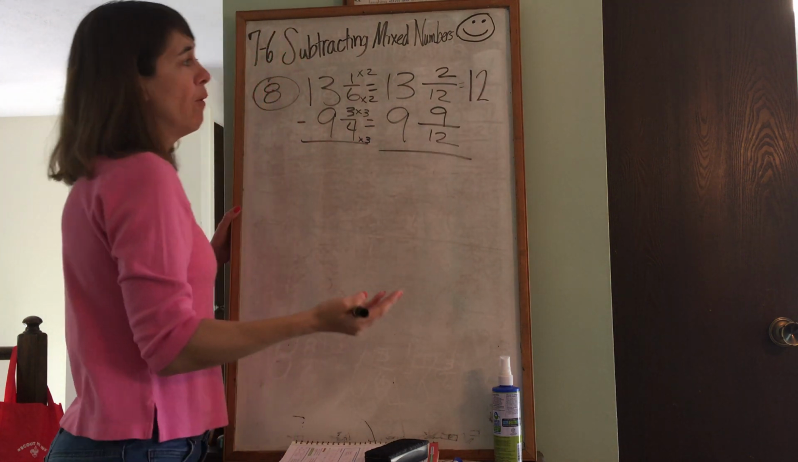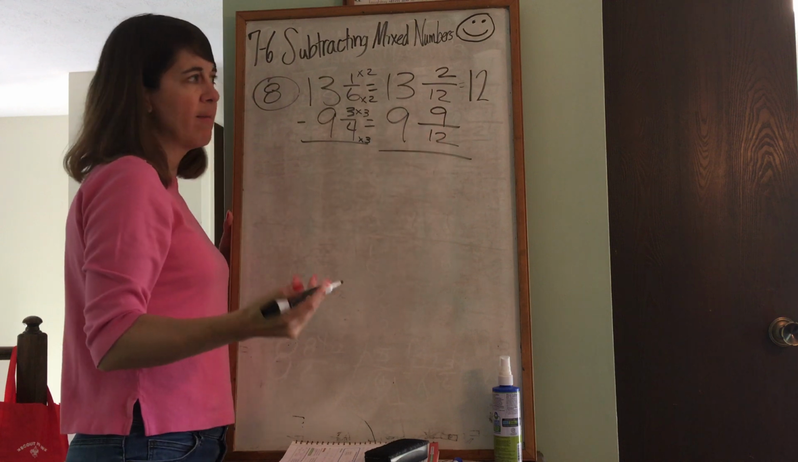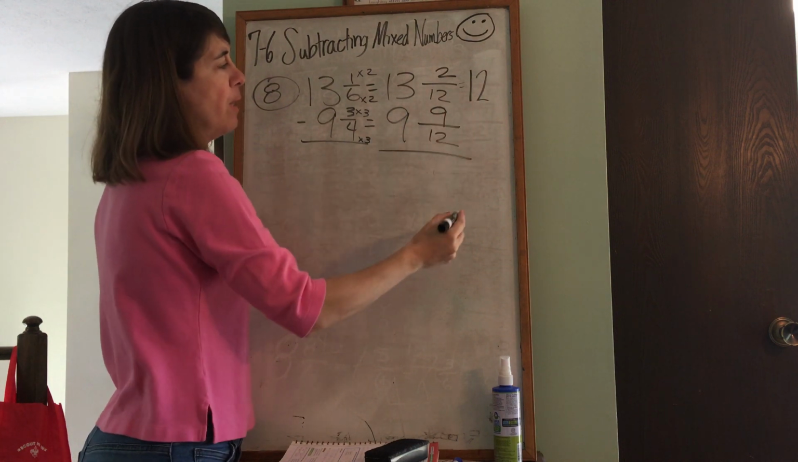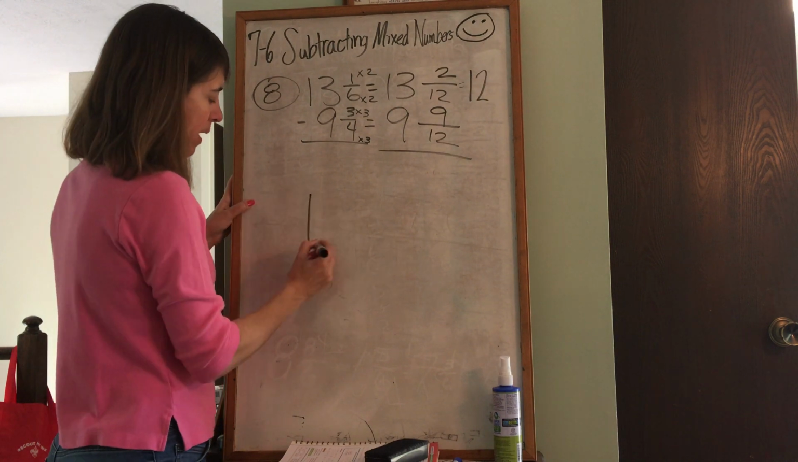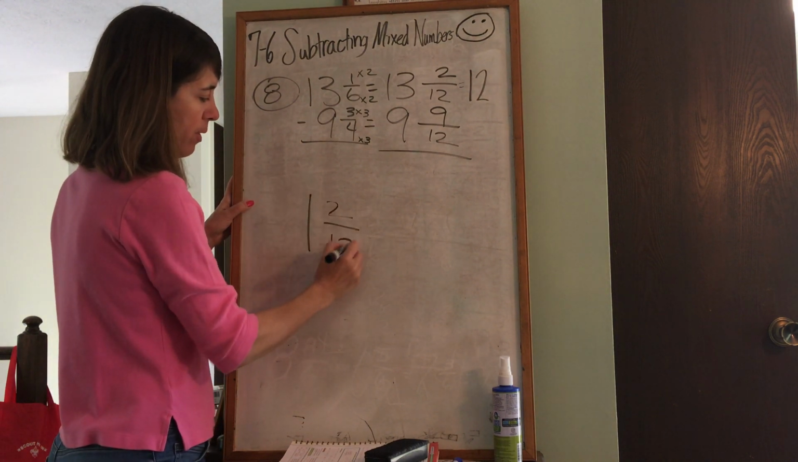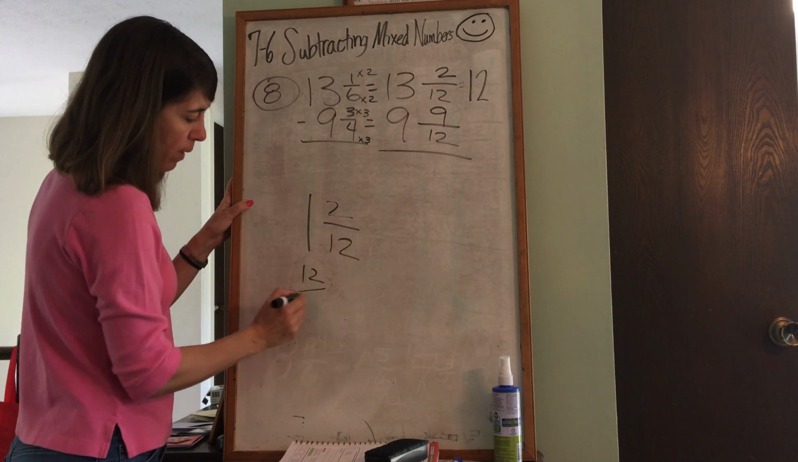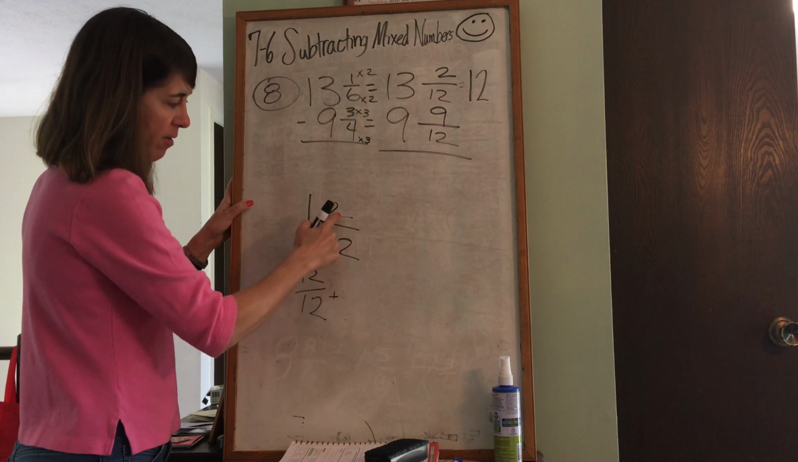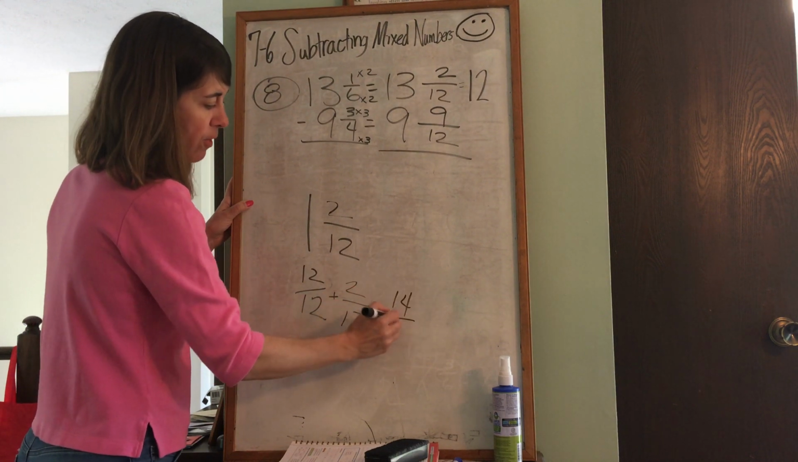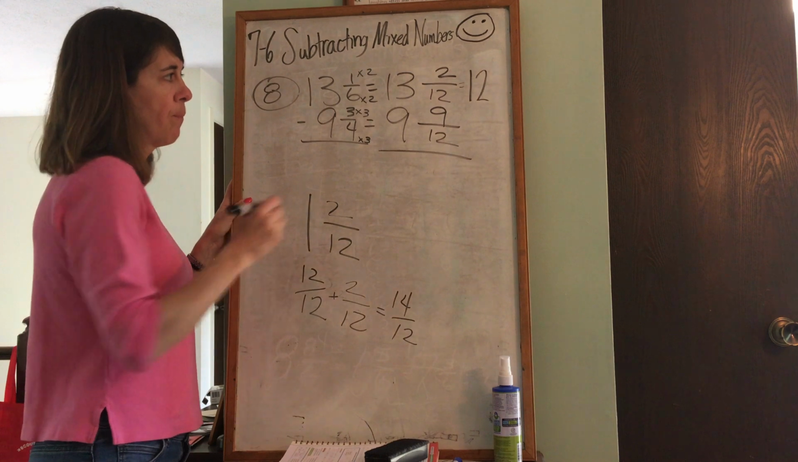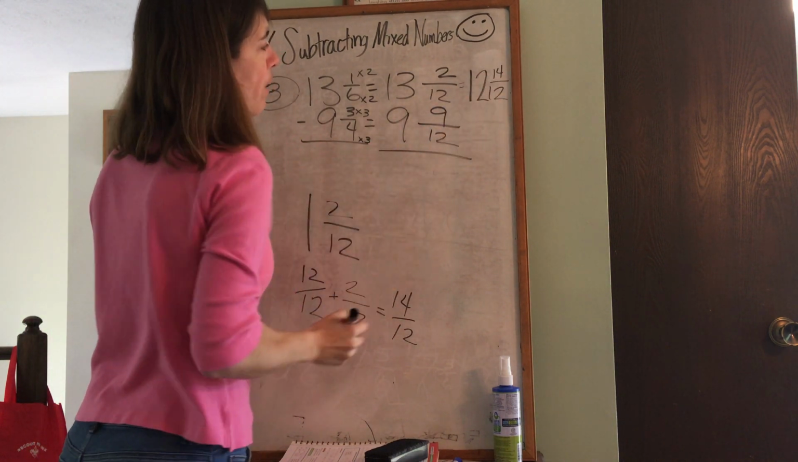And then you bring the 1 over. It would be 1 and 2/12, but that's not how we write it. We've already got a whole number here. If you have 1 and 2/12, you can also see this as the 1 is 12/12 plus the 2/12, and that makes 14/12. Okay, so though it is improper, we're going to write it because then we'll be able to subtract from it.